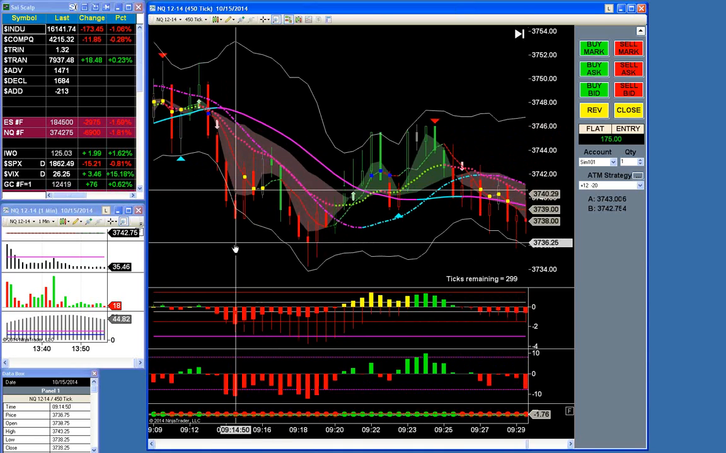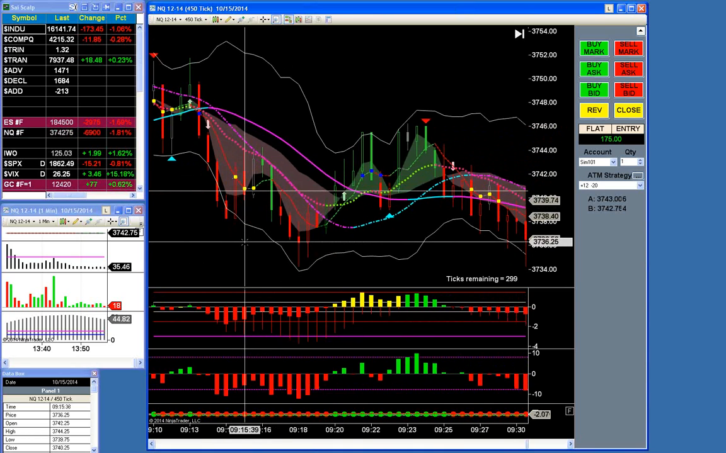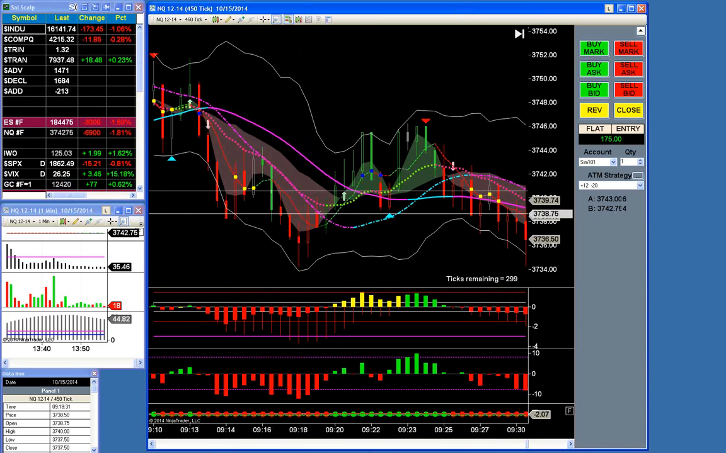I'm going to keep the cursor on here for a minute, and I'm going to switch over to another chart to show you some other features of Ultra Boomerang. So I've just covered everything except choppy markets, which I'll go over in a minute here.